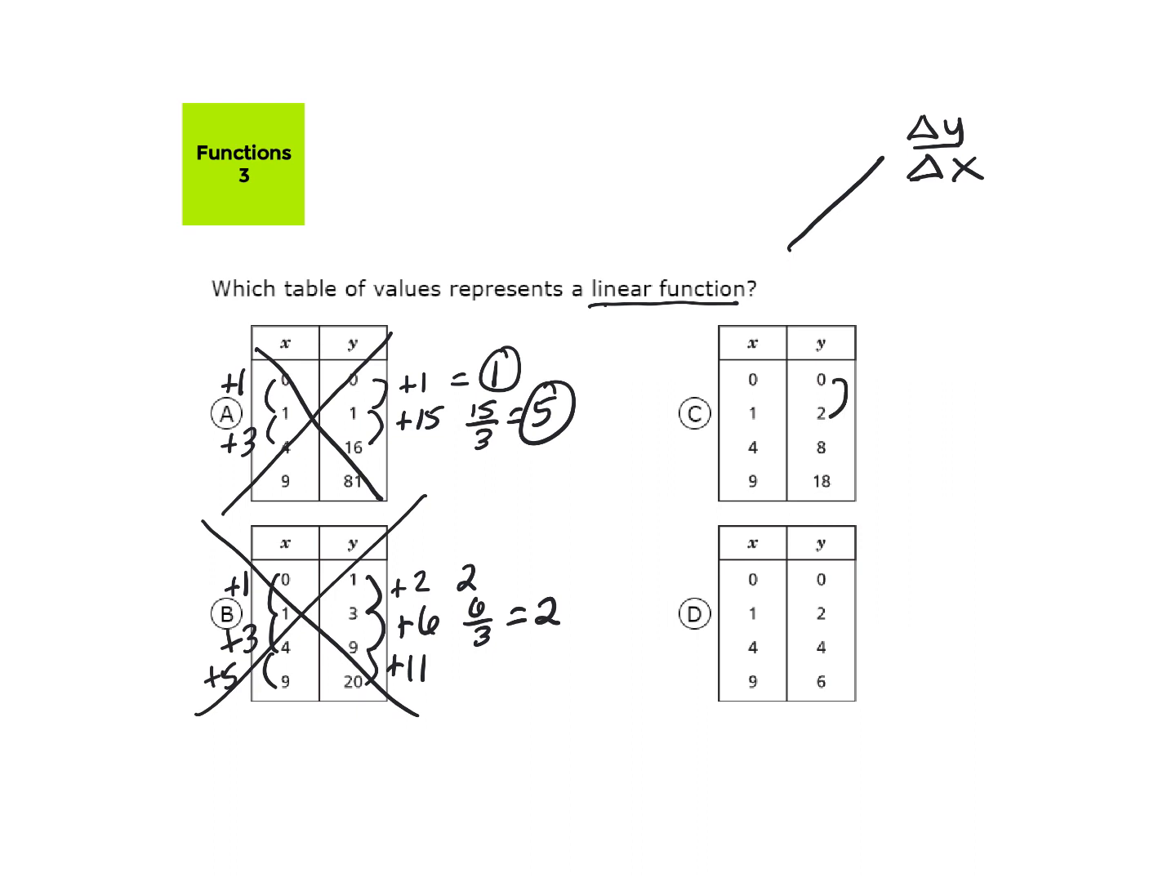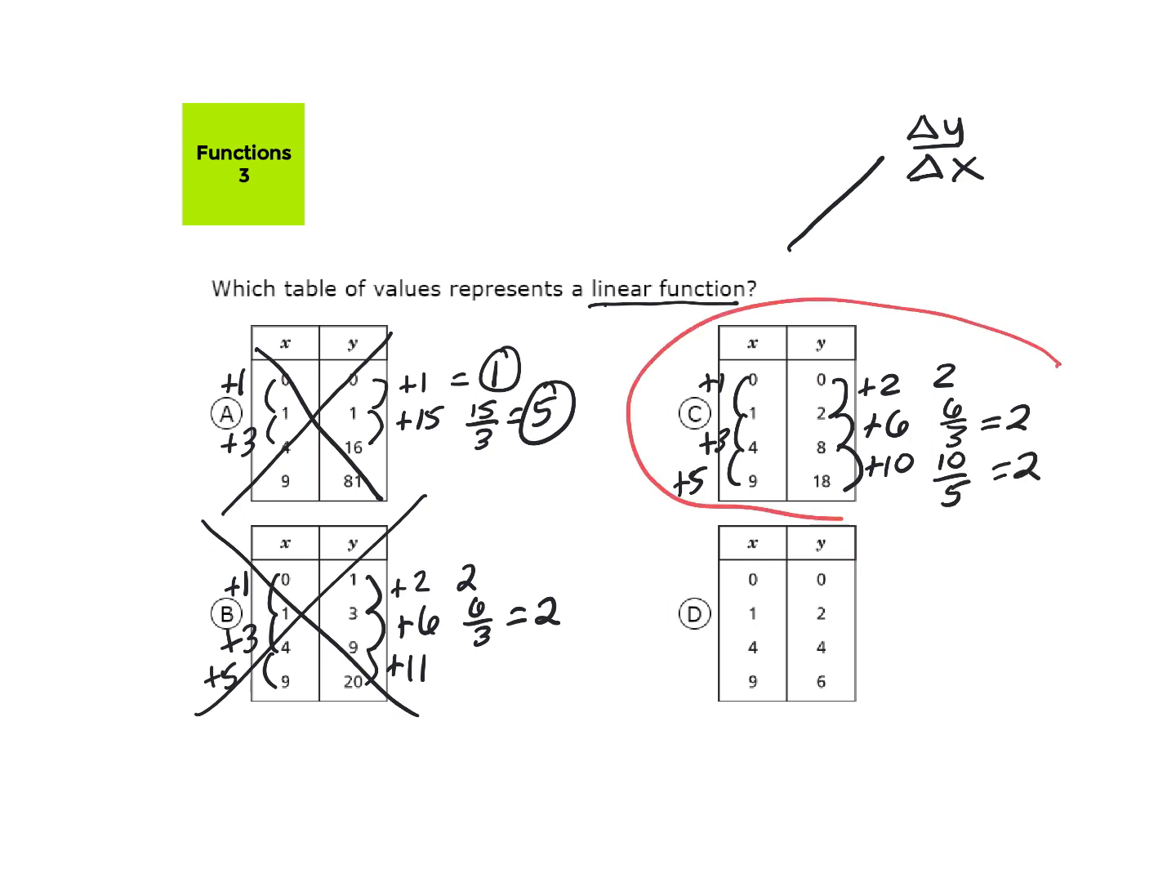So moving on to C, plus 2 plus 1. It has a slope of 2. Plus 6 plus 3. It has a slope of 6 over 3, which is 2. Plus 10 and plus 5 has a slope of 10 over 5, which is 2. That has to be our choice. It has a constant slope of 2.